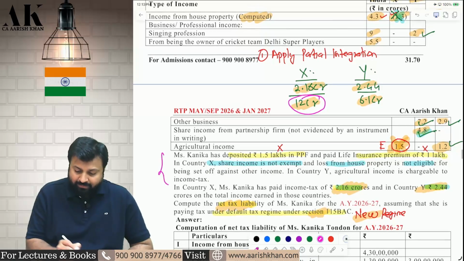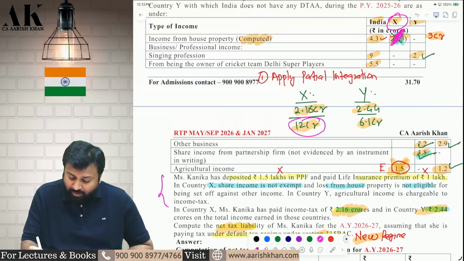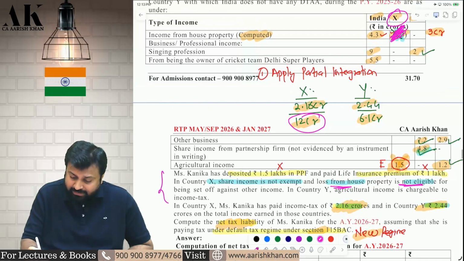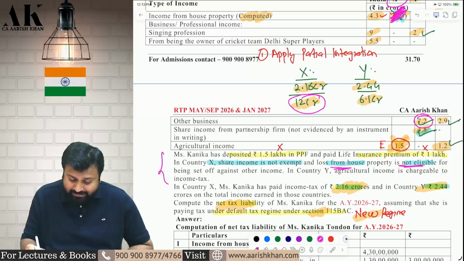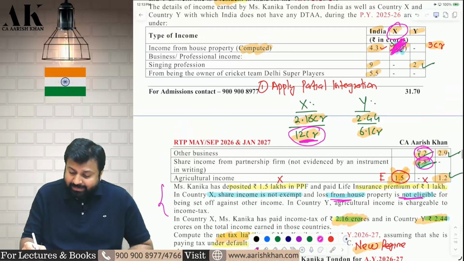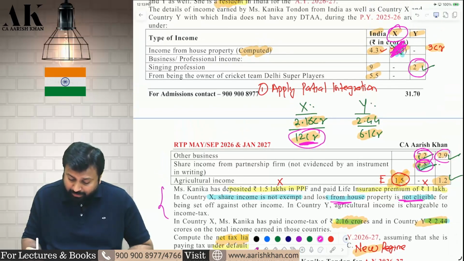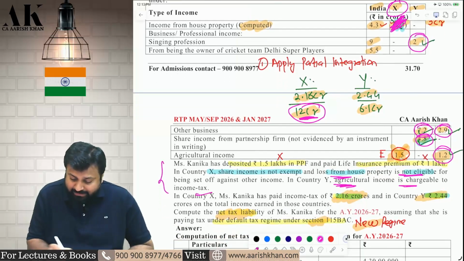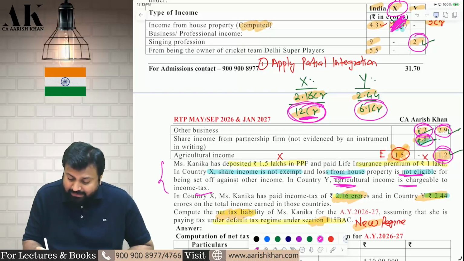By reading this paragraph. In country X, this loss is not allowed. See, in country X, it is written over here: loss from house property is not allowed. Therefore, this loss will not be allowed to set off. In country X, this 7.2 crore is taxable. This 4.8 crore is also taxable. Therefore, in country X, 12 crore is taxable. Similarly, in country Y, this 2 crore is taxable, this 2.9 crore is taxable, and even agriculture income is taxable in country Y. Check. Therefore, the total income of country X is 12 crore and the total income of country Y is 6.1 crore.